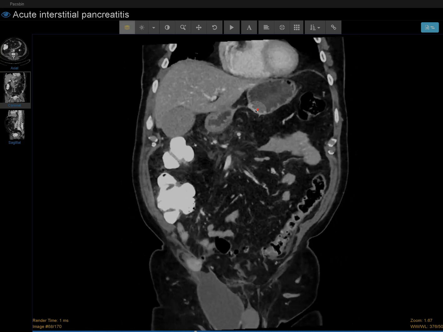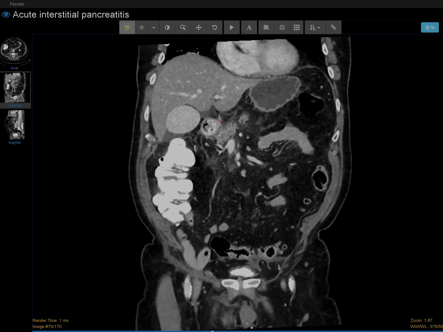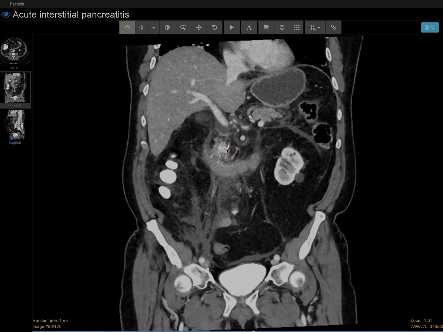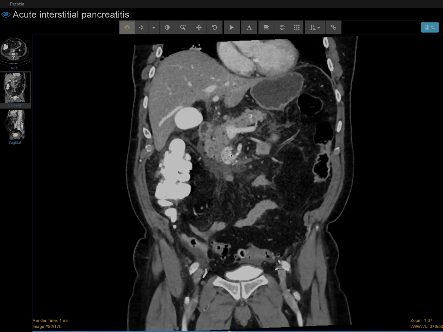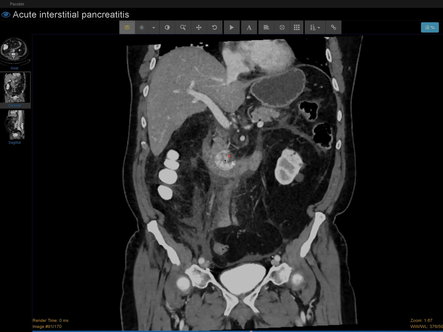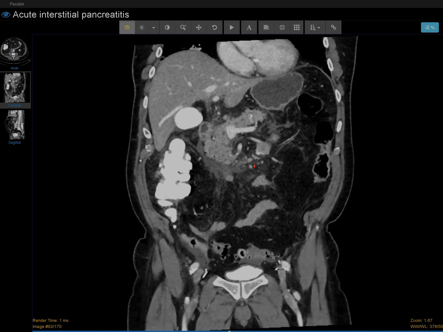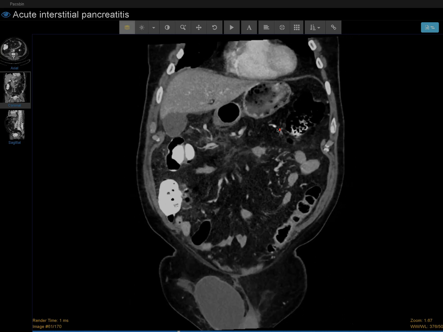Now, the other thing I like to look at is the duodenum. There is fat stranding around the duodenum. So the primary problem in this case I would call acute interstitial pancreatitis and this reactive edema around the duodenum.